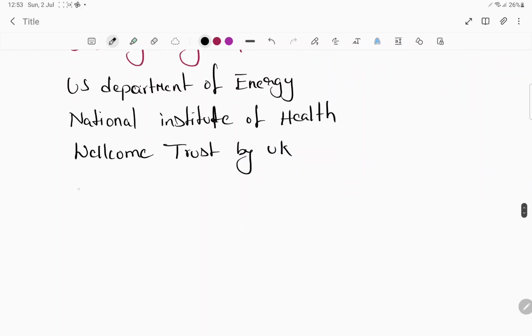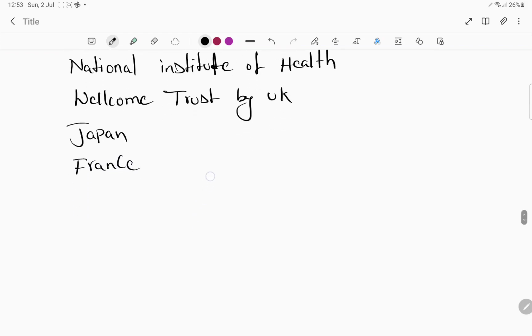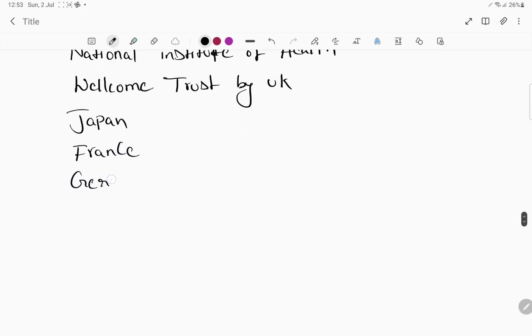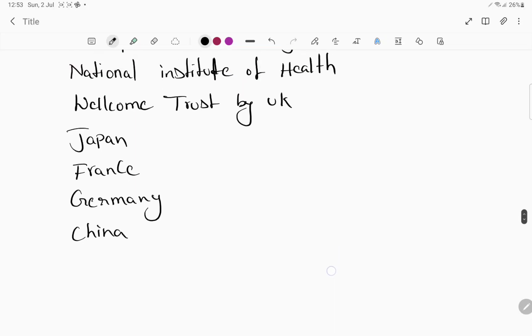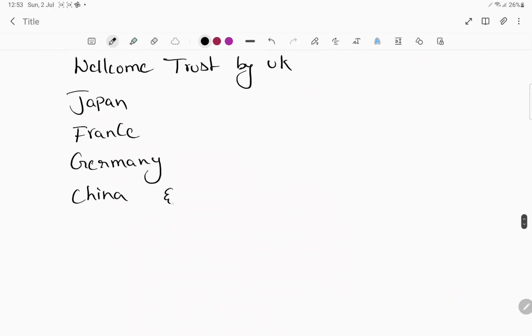and also Japan, France, Germany, and China. These are the countries that contributed, and others contributed to the human genome project. That's why finding the human genome for each and every human being is very tough.